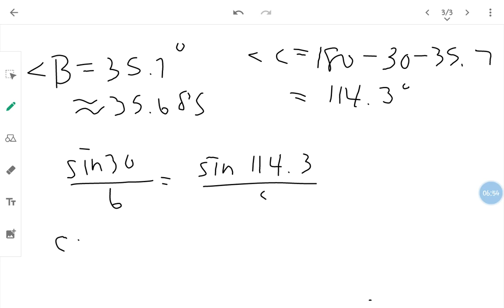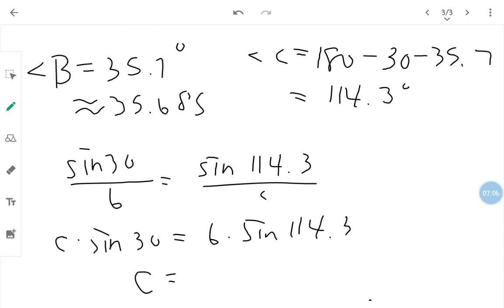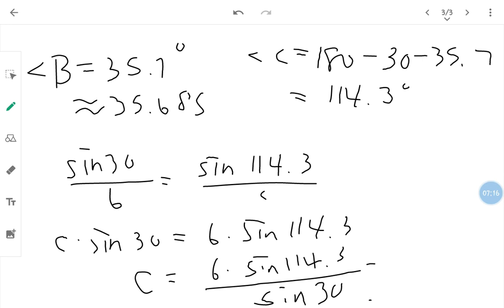So C times sine 30, or you can switch up, equals 6 times sine 114.3. Make sure this is degree mode. Now what? I want to get my C. What should we do? 6 times sine 114.3 divided by sine 30. Alright, so it's going to be 10.9 according to our book.